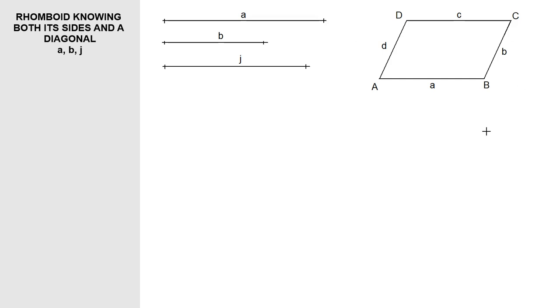given. In this rhomboid here, we know sides A and B, so we know its four sides, since C is congruent to A and D is congruent to B. And we also know one of its diagonals, this diagonal J.